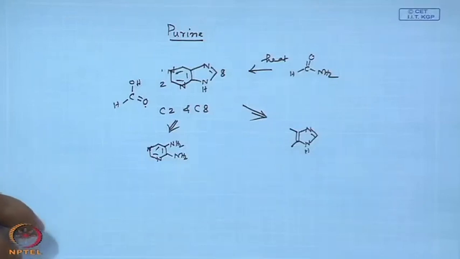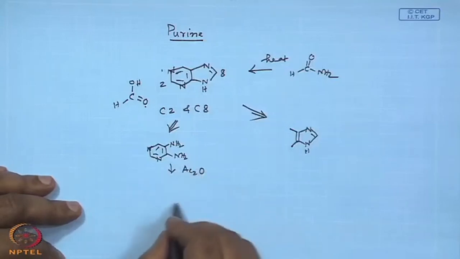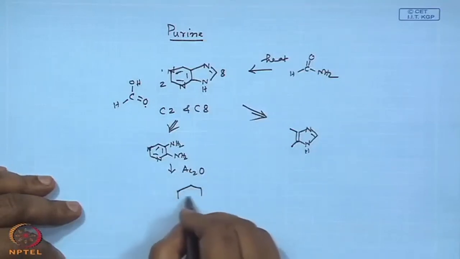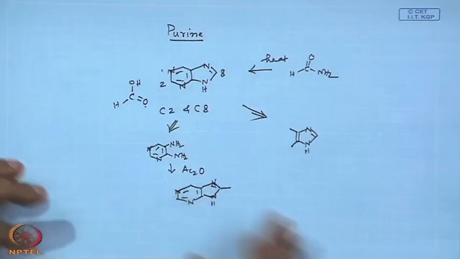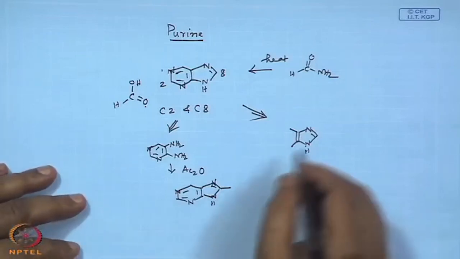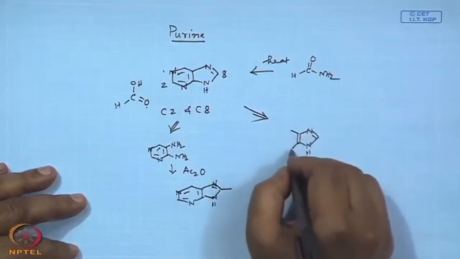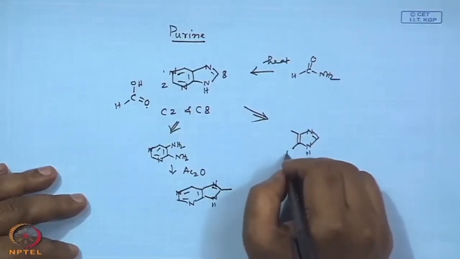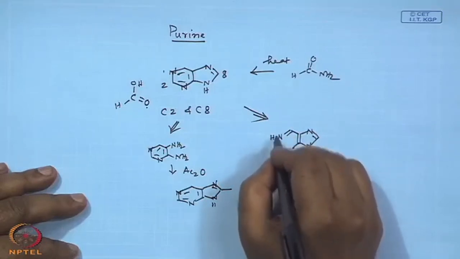Now, how do you do it in real life? Let us say you simply treat with acetic anhydride, you will get a methyl substituted purine, and mechanistically it is basically a Schiff base condensation. So, likewise, I will give you an example up here. In this case, if you break this, there would be an H2 here, and this one could be N like this, right.